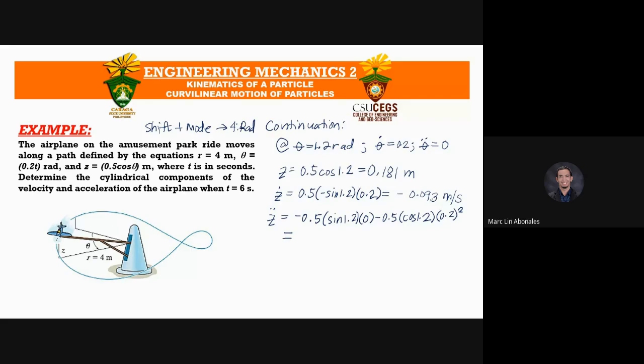And lastly, for the last one, the second derivative. So this is a 0. So 0.5 times cosine 1.2, 0.2 squared. Pila to ang value sa second derivative? Still that is negative.